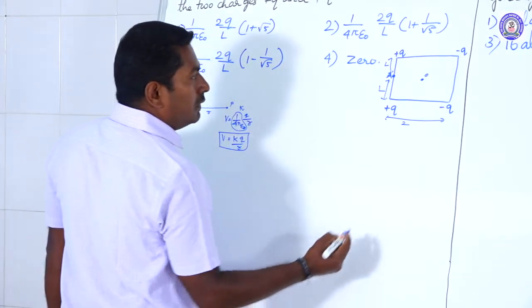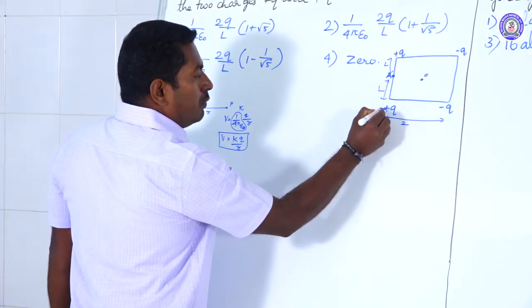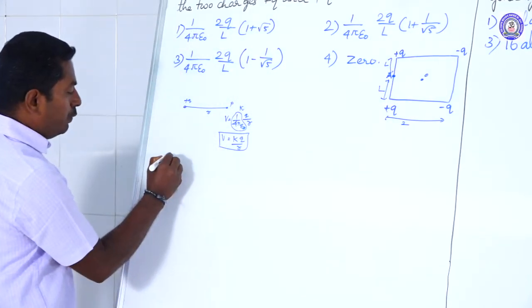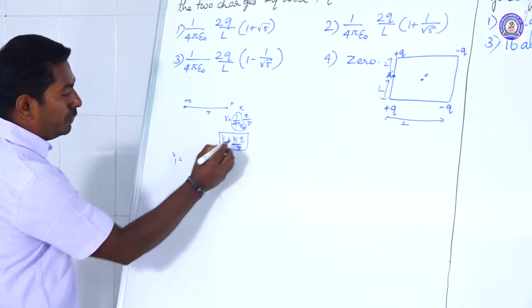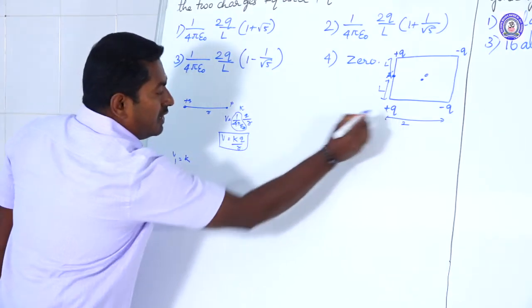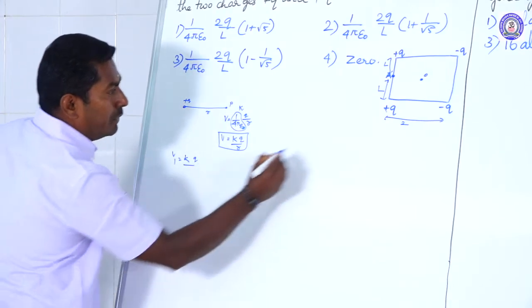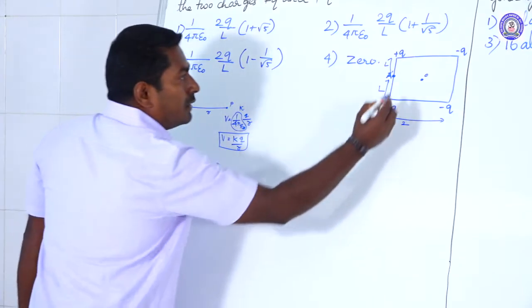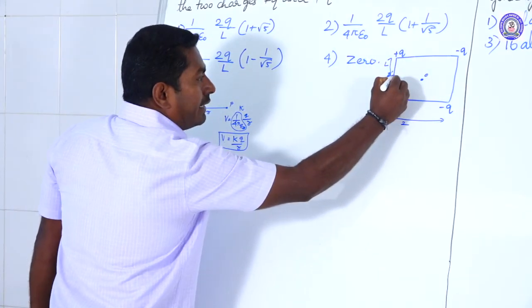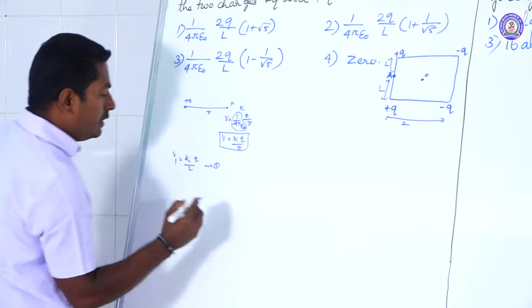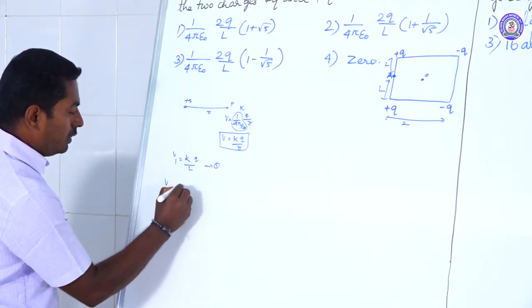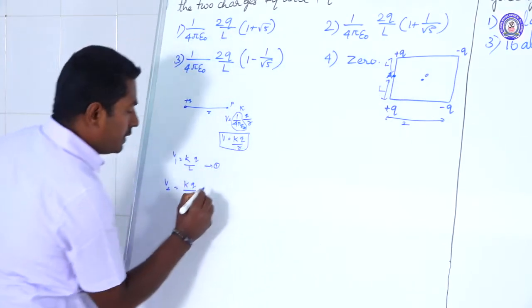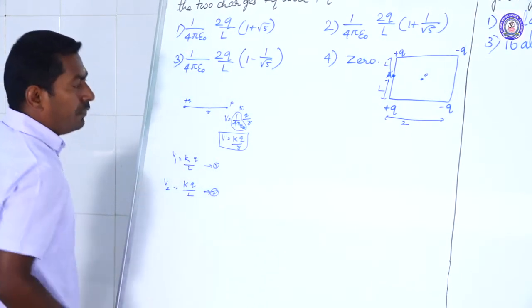Come to this problem. First, plus Q charge produces electric potential at this point A through a distance L, that is V1. V1 is equal to K, the charge is plus Q, Q divided by distance L. Equation number 1. Next, another plus Q charge produces electric potential at this point A, V2. V2 is equal to K Q divided by the same distance L. Equation number 2.